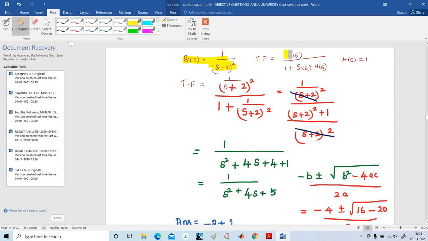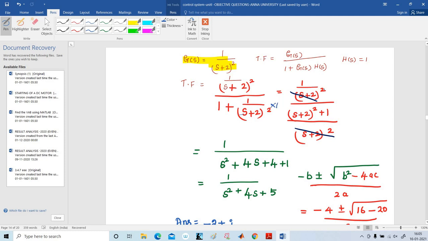TF equal to G of S divided by 1 plus G of S into H of S. Next, I have to apply the value here. After the application of the value, I will reduce it. So 1 by (S plus 2) the whole square divided by 1 plus 1 by (S plus 2) the whole square into 1. H of S is 1.